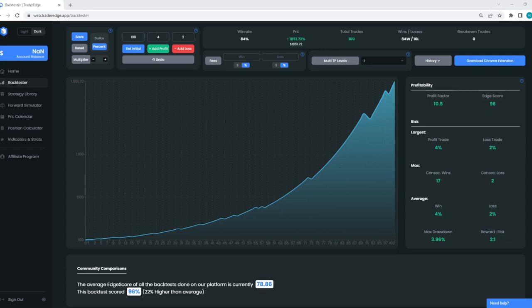If you want to test it, make sure to only use it on paper trading at the beginning to get familiar with it. And if it works for you as well, then you can switch from paper trading to real money.